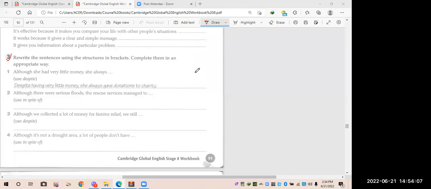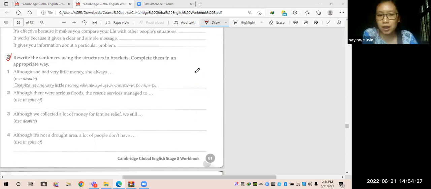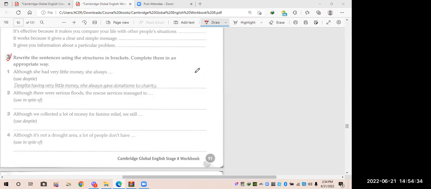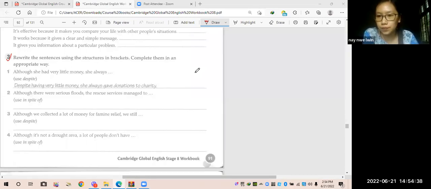In spite of the serious flood, the rescue service managed to get aid to help the poor people. Despite collecting money for famine relief, we still have hunger problem around the world. In spite of the fact that it's not a drought area, a lot of people don't have enough food to eat. So you're using in spite of the fact that, right? Yes. So you can also use in spite of not being a drought area, right? Yes. Okay, thank you.